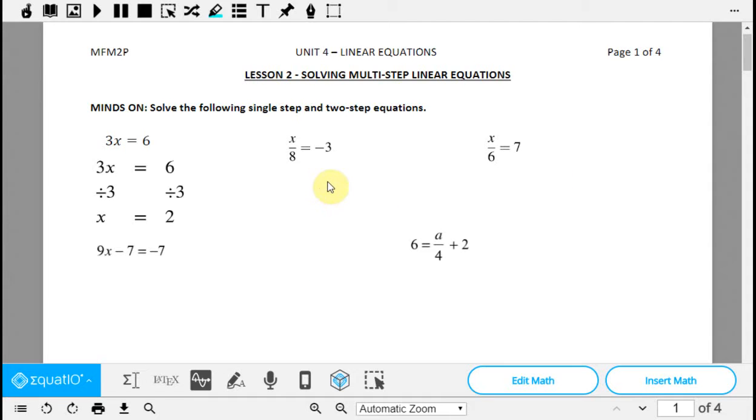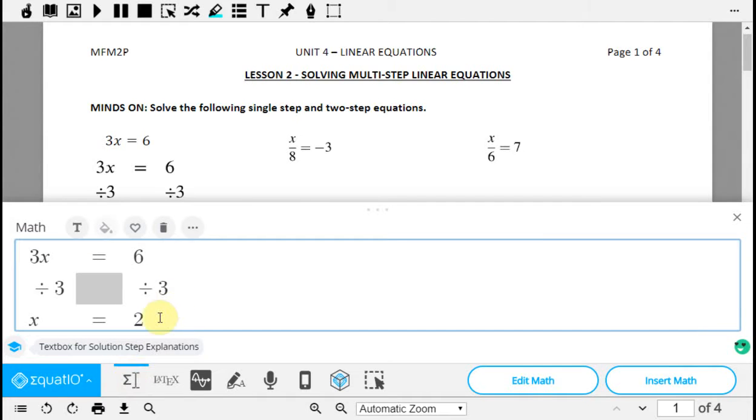So I'm going to go through and we're going to do each of these. So the next equation is x divided by 8. Now in here you do x and click the slash, the backslash, and it will give you a fraction. So it's what you use on a keyboard for divide. Divide by 8, and that equals -3.